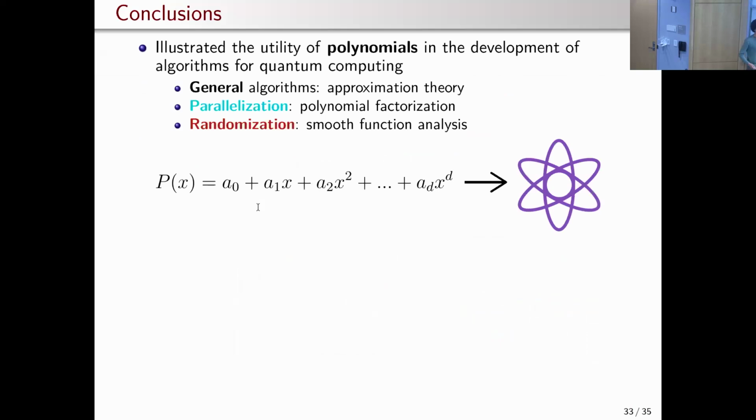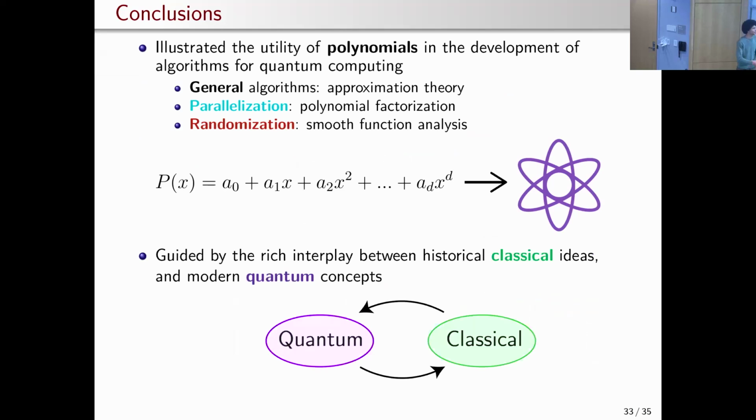So with that said, what we've talked about today is how we can use polynomials to guide the development of quantum algorithms. And I showed you very elementary recipes for this that include general algorithms, which are based on approximation theory, parallel algorithms, which are based on polynomial factorization, as well as randomized algorithms, which are based on smooth function analysis. And what I find most fascinating about this is that it's based on this interplay between these historical classical ideas on polynomials and how they can approximate functions and how they can be factorized, as well as the intersection of that with modern concepts in quantum computing, like quantum signal processing itself. So there's a very nice interplay between the quantum and classical ideas that can spawn new developments in quantum.